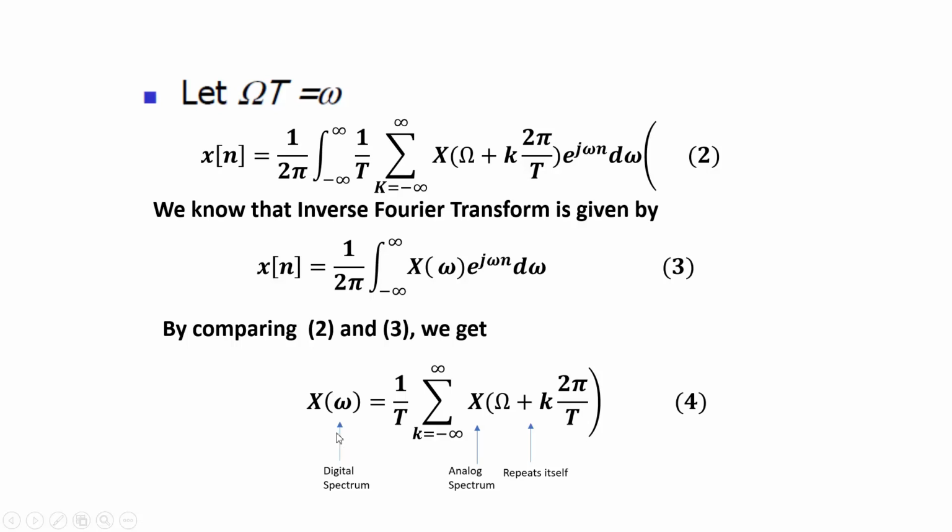Now, this basically is the digital spectrum. This forms the analog spectrum, and this factor says that it is repeating after every 2 pi period. All right.